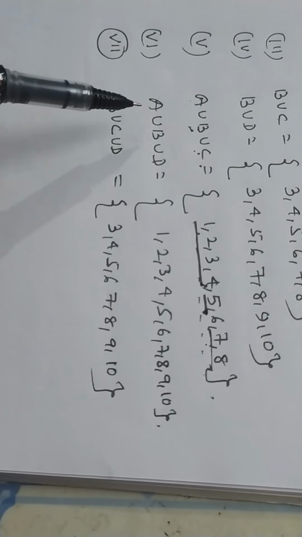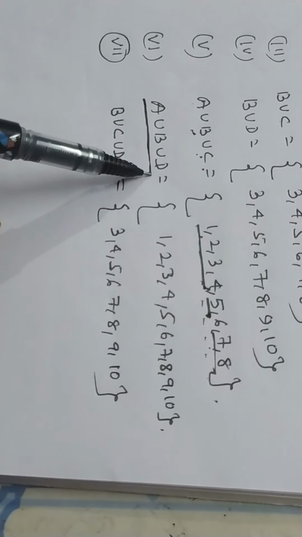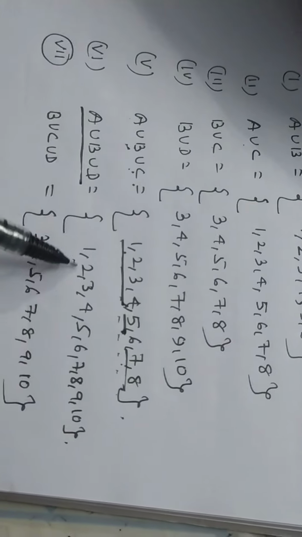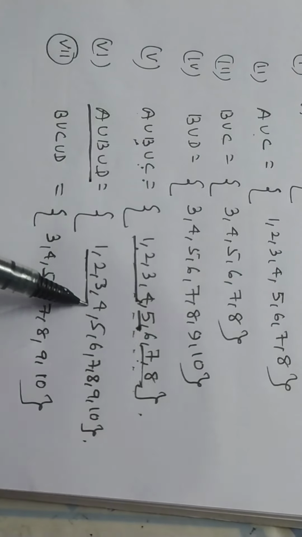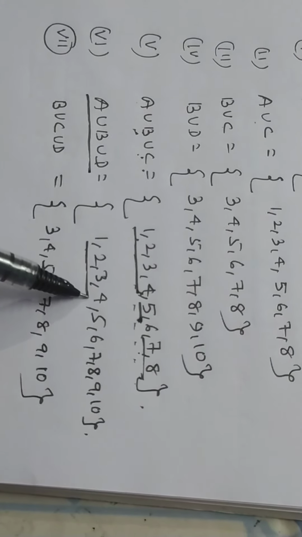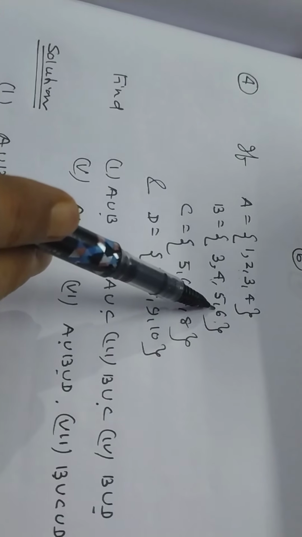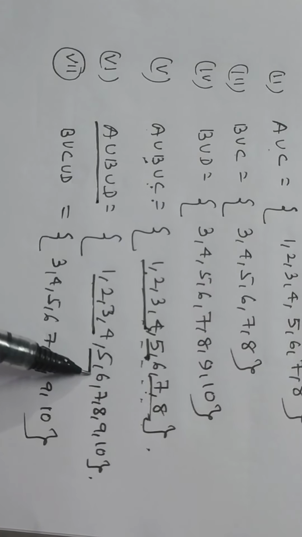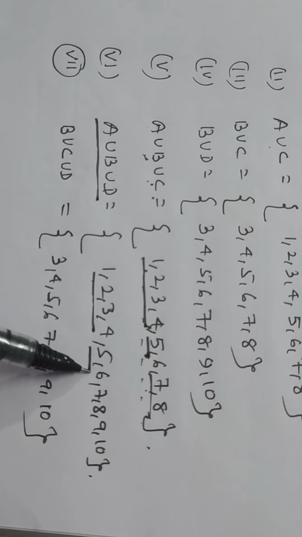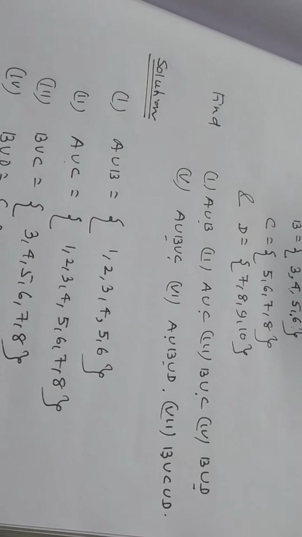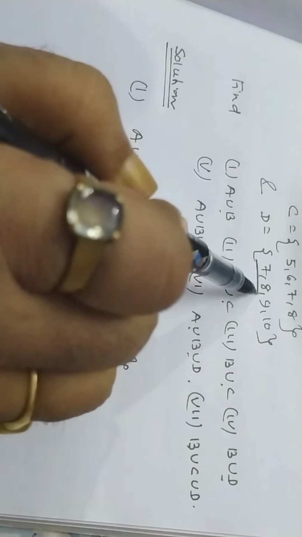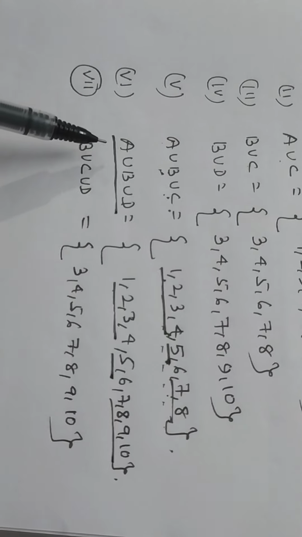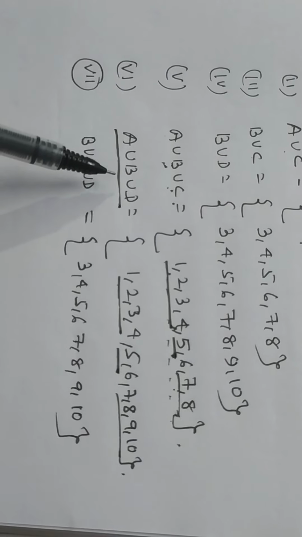Now we want to write A union B union D. First you write the elements of A, 1, 2, 3, 4. Then we will not write overlapping ones. So 3 and 4 are overlapping, so we write only 5, 6. And for union D, we will not write overlapping. There are no overlapping elements, so we write 7, 8, 9, 10. So my dear student, in this way we write A union B union D.